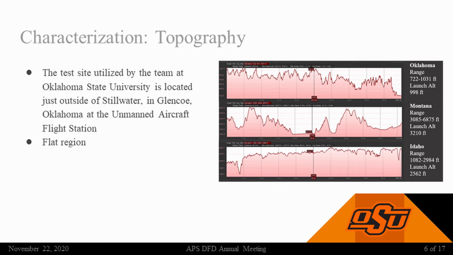The location that the Oklahoma State University team used as a test site is just outside of Stillwater in Glencoe, Oklahoma, at OSU's Unmanned Aircraft Flight Station. This region and the area around it is very flat compared to other test sites in Montana and Kentucky, and would not produce as many gravity waves as a product of topography. This left the Oklahoma State team to focus on solar radiation and wind shear.